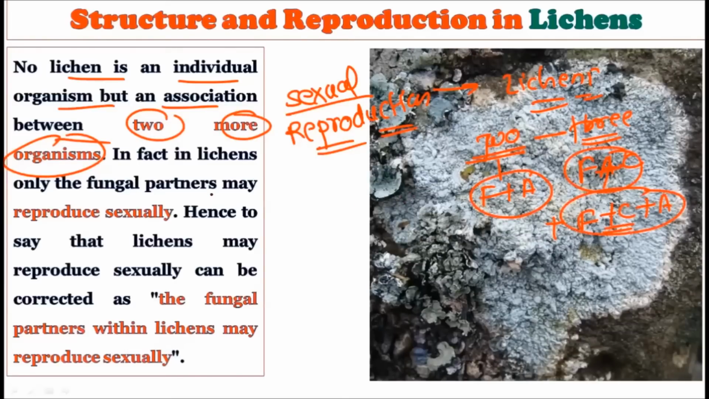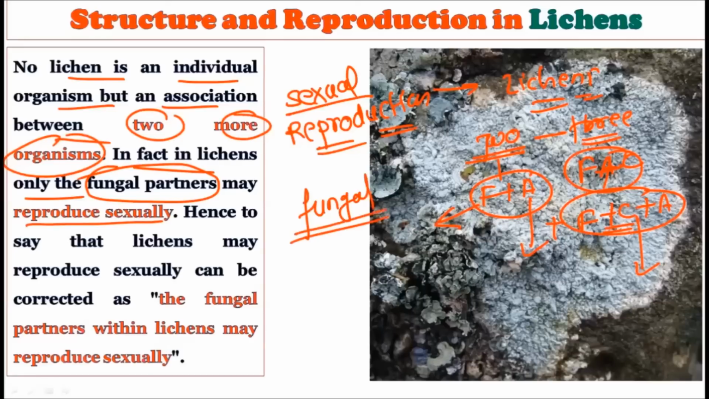So when we talk about sexual reproduction, whether of the fungi, the algae, the cyanobacteria, or the lichen, this is the interesting point. In fact, in lichens, only the fungal partners may reproduce sexually. Whatever sexual reproduction is occurring in the lichen is only about the fungal partner and not the algal or cyanobacterial partner. The whole lichen cannot reproduce sexually. Only the fungal part of the lichen reproduces sexually.